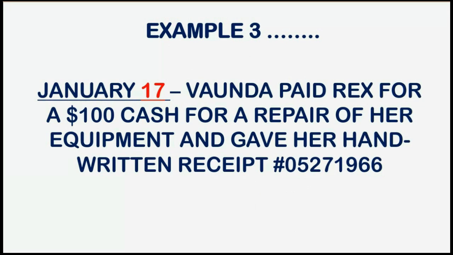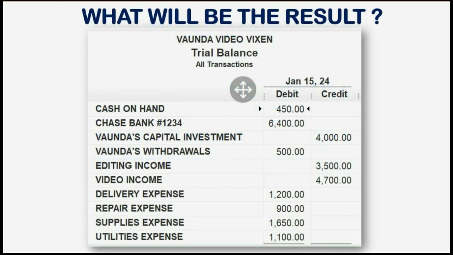Now let's try another example where we are paying from the cash. Let's imagine on January 17th, Vonda paid Rex Repair $100 cash for a repair of her equipment and gave her a handwritten receipt with this number. So what will be the result in the trial balance after we pay $100 cash for more repair? Well, the repair expense will increase by $100 because we have $100 more in repair, so it will become $1,000. And because we paid the $100 from cash, cash on hand will decrease by $100 and become $350.